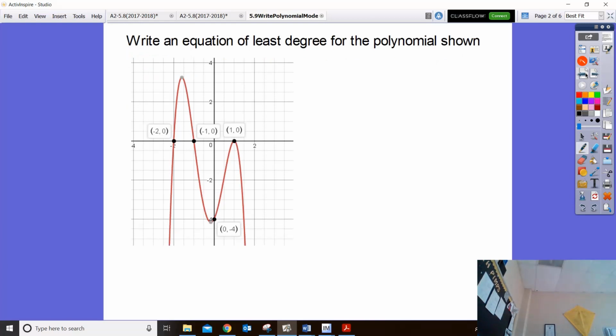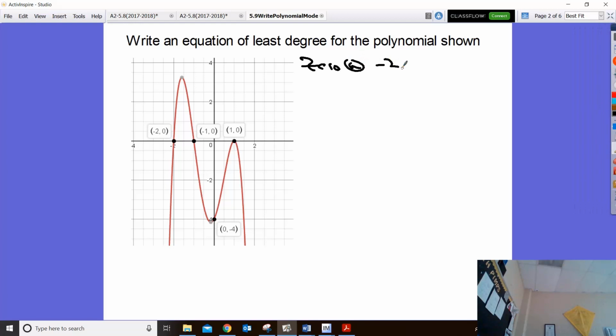Can somebody give me a zero? -2. And a 0 at -2. So the factor is what? X plus 2. What's the minimum number of times that factor happens? Once. I'm just going to put a 1 there. How'd you know that? It goes through. It's cross. Okay? It's cross. Just like the number 1, right? It's cross.